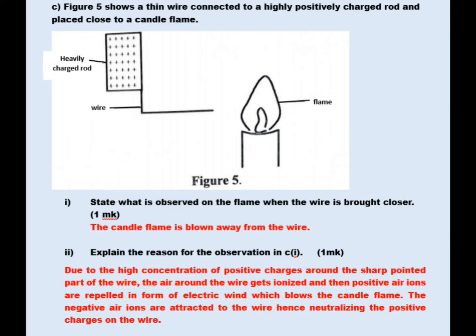That is the name of this process, whereby now we are saying that due to the high concentration of positive charges along the wire, the sharp pointed part of the wire, the air around it will be ionized such that positive air ions now are repelled in form of electric wind that is blowing away the flame. Of course, now the remaining negative air ions are attracted, which neutralize the charges on the wire.